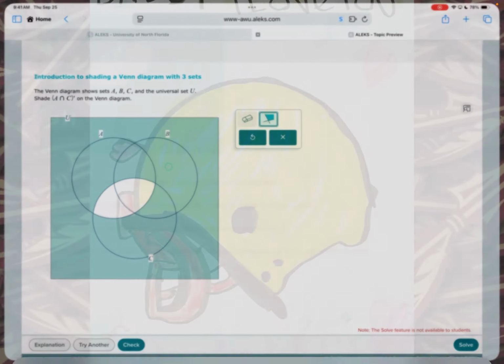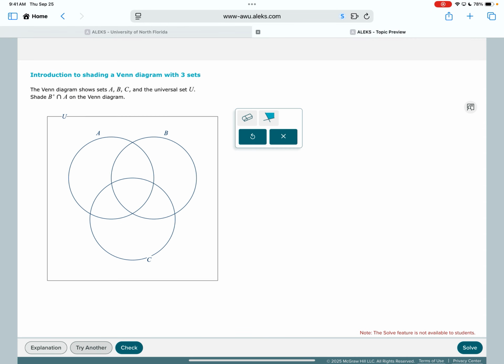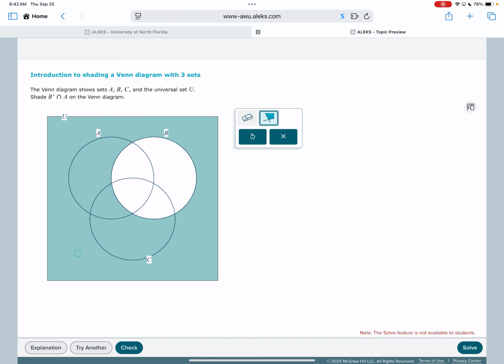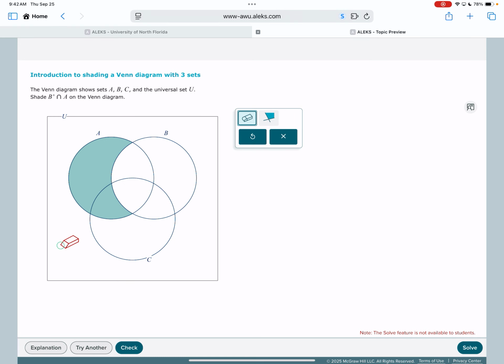Let's do one more of those, see what it generates. Okay, so this one, do it piece by piece. I got B naught. B naught would look like this, right? And then I'm intersecting A. One thing to note here is when you do intersection, it's what they share. So we know A is everything in the A circle, right? So I'm looking at what they share, so I need to delete everything that they don't share. So it would be everything in A that's not in B. Okay, everything that's not in B and in A.